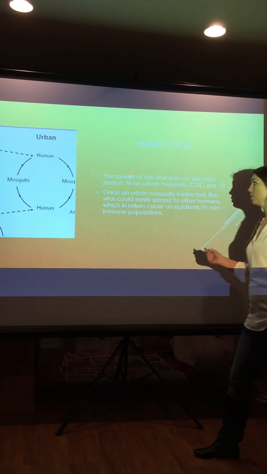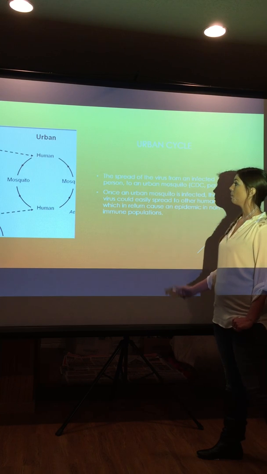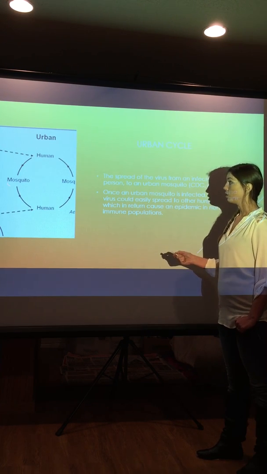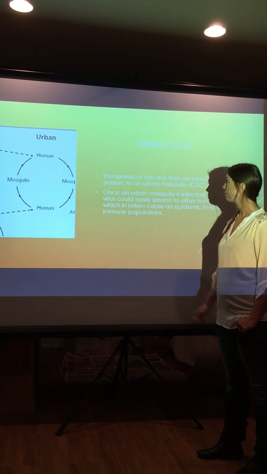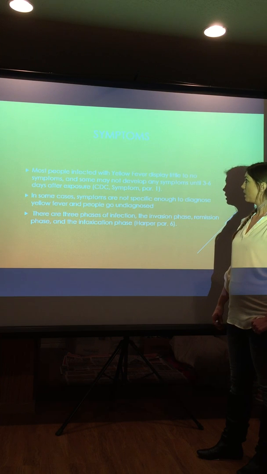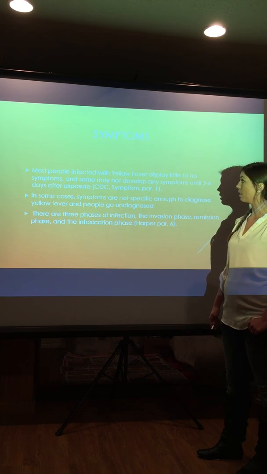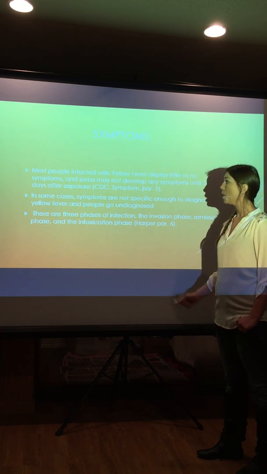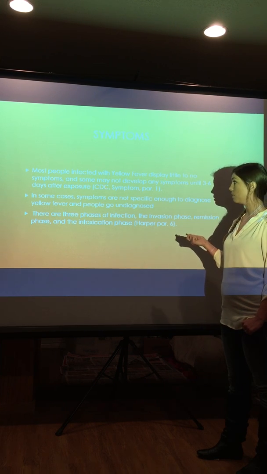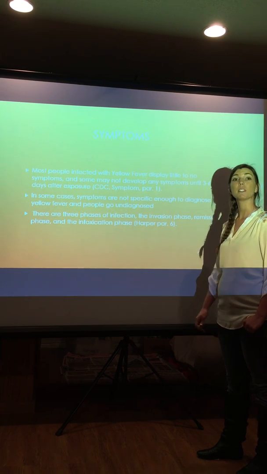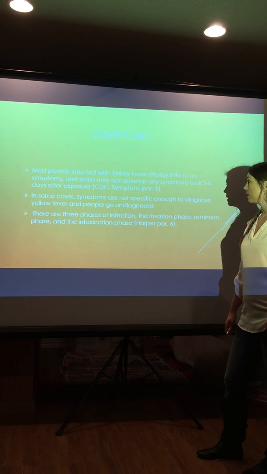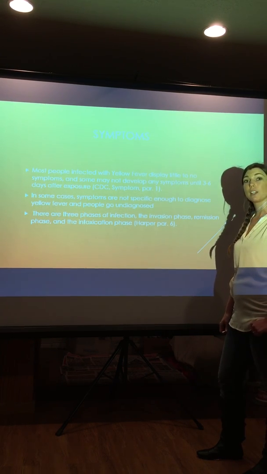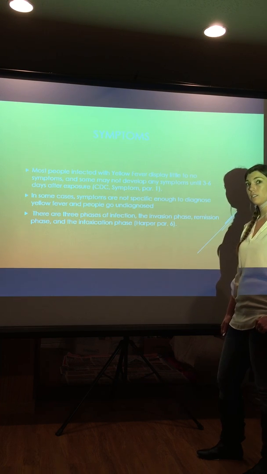Last is the urban cycle. It's the spread of the virus from an infected person to a mosquito. The mosquito then bites another human and is then just cycled into the cycle. Once there are symptoms affected with the yellow fever virus, most people display little to no symptoms and may develop symptoms 3 to 6 days after exposure. In some cases, symptoms are not specific enough to diagnose and people are left undiagnosed.